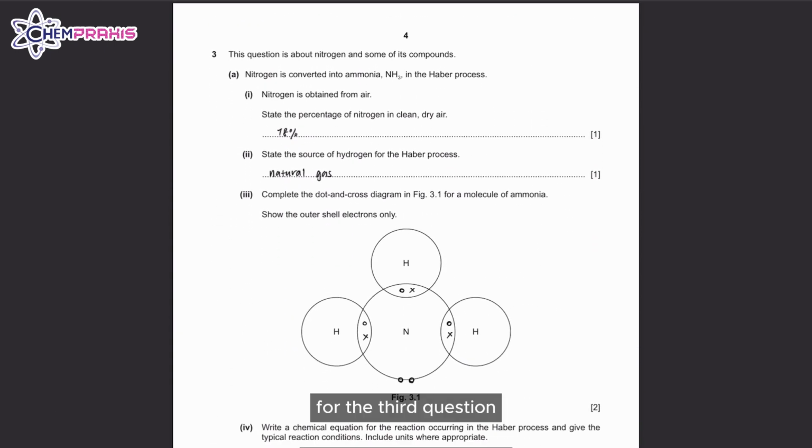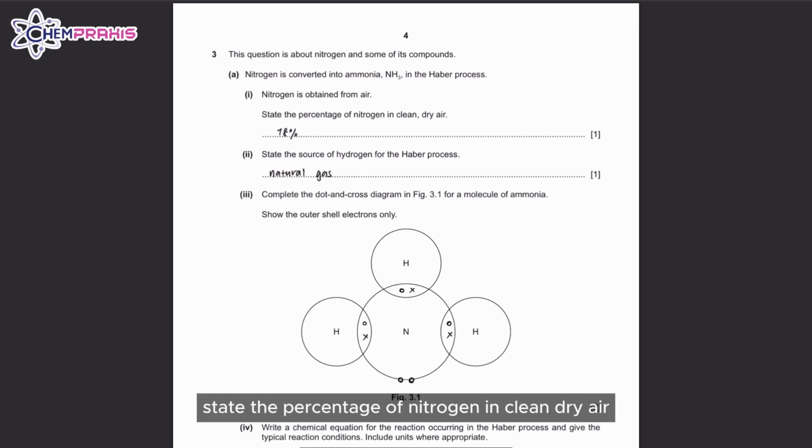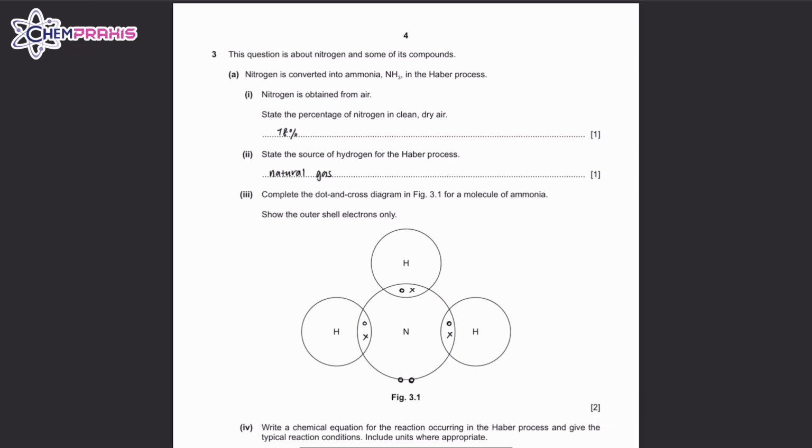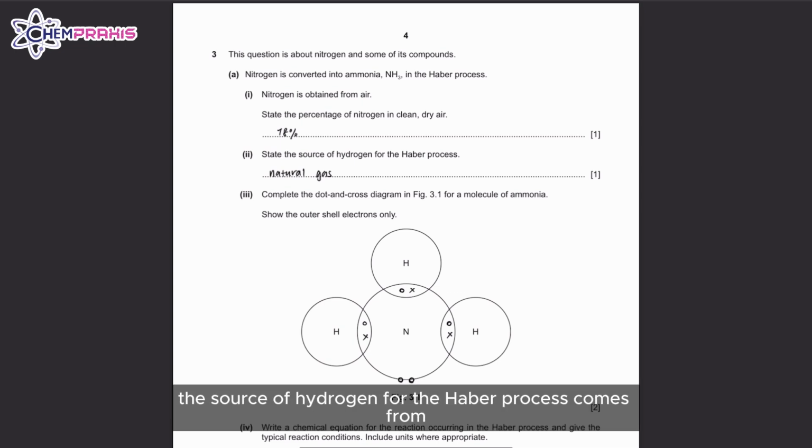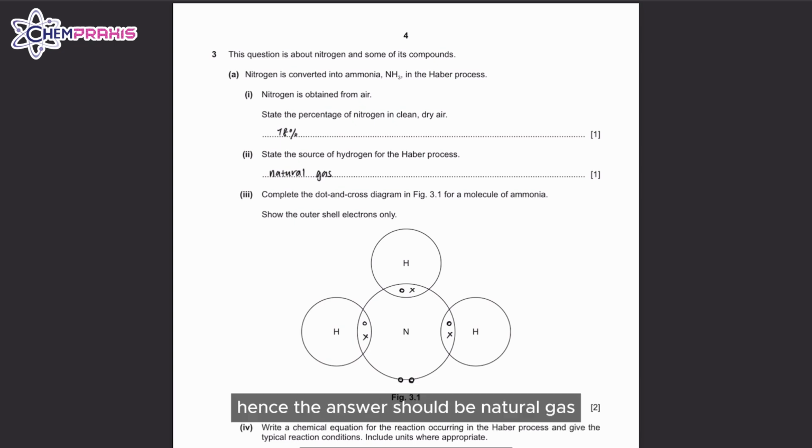For the third question, nitrogen is converted into ammonia in the Haber process. Nitrogen is obtained from air. State the percentage of nitrogen in clean, dry air. There is 78% of nitrogen in air, and hence your answer should be 78%. State the source of hydrogen for the Haber process. The source of hydrogen for the Haber process comes from natural gas. Hence, your answer should be natural gas.